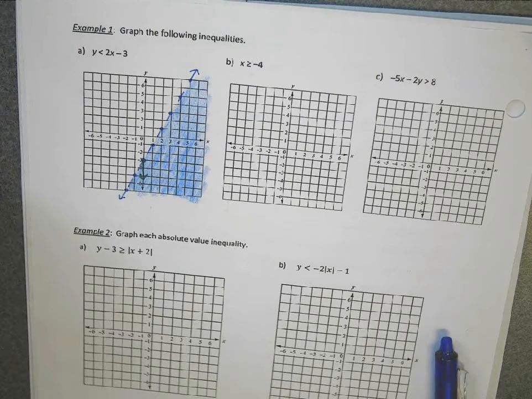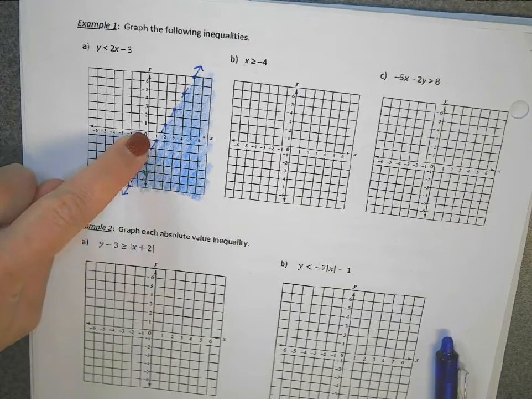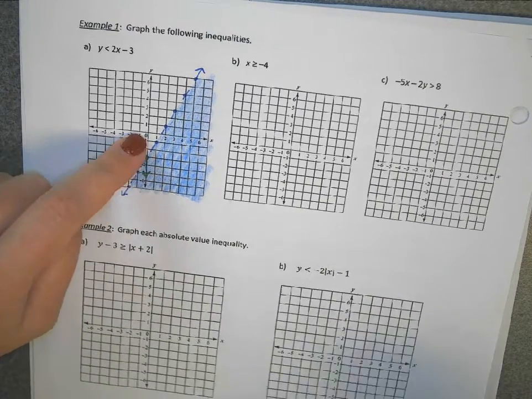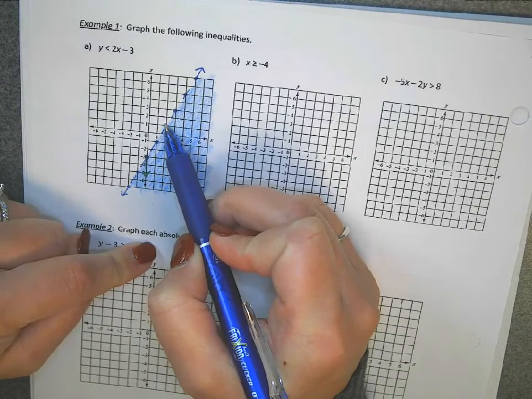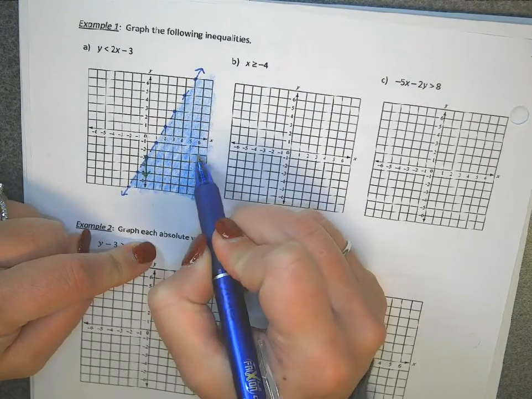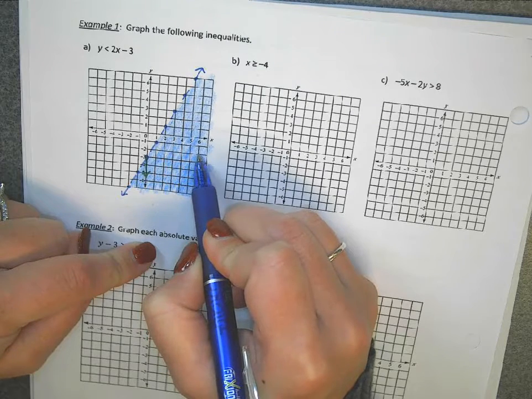Now, if I said, is 0, 0 part of the solution? No, it's not. 0, 0 is not part of the solution. Is 2, 1 part of the solution? No, it's not, because it is part of the dashed line. Is 6, -2 part of the solution? Yes, because it is in the shaded region.